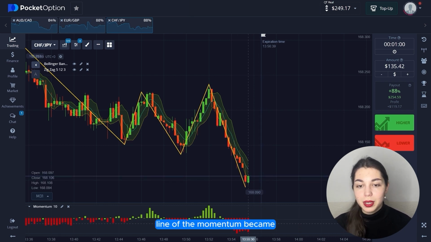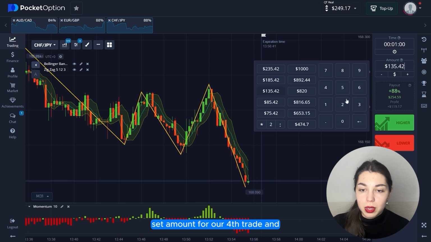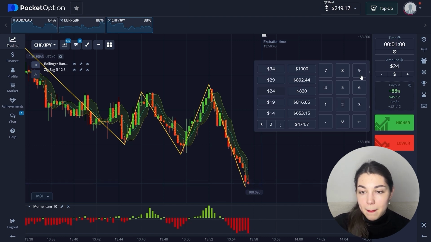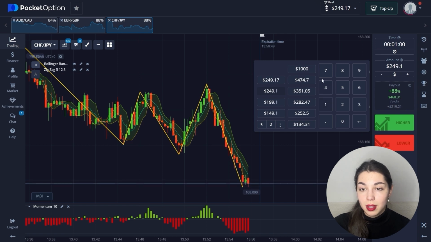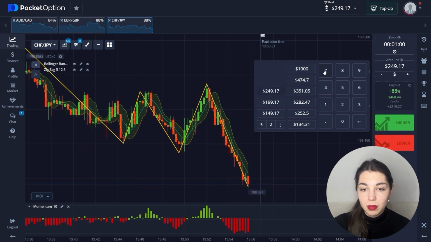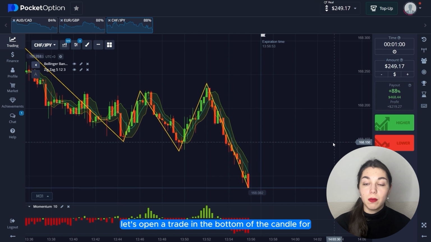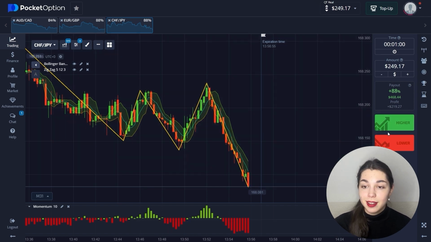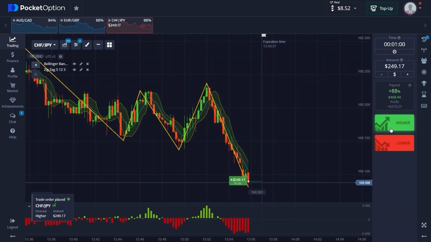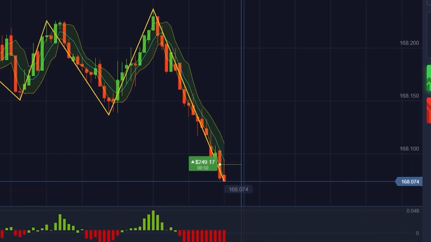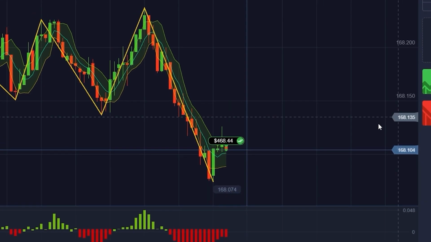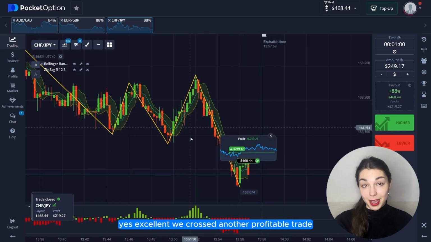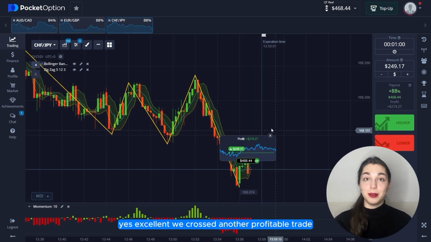Relying on the momentum, we can set the amount for our 4th trade and bet upwards. Let's open a trade at the bottom of the candle for an increase. Yes, excellent. We closed another profitable trade.